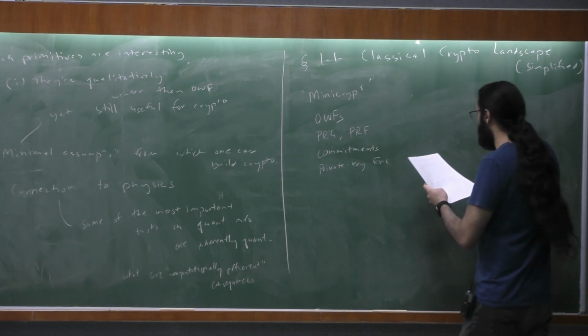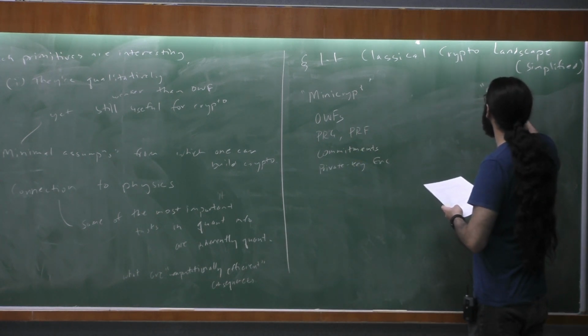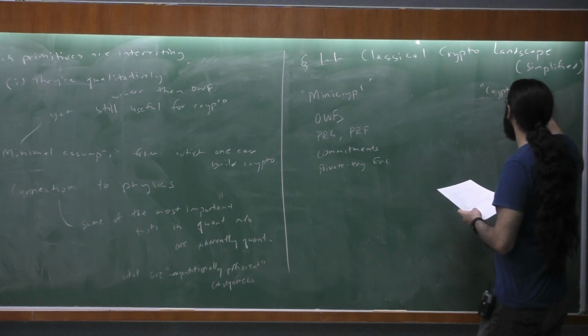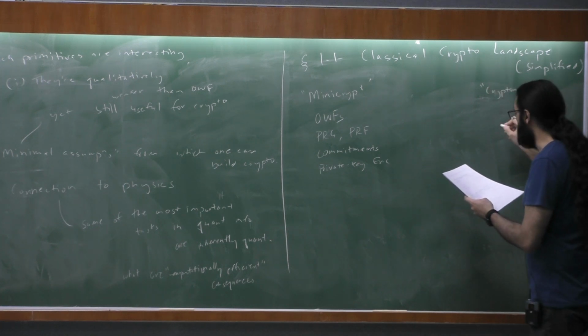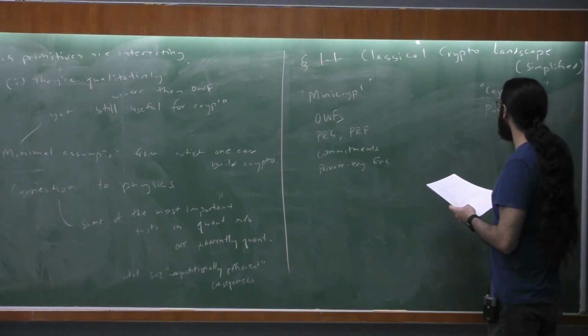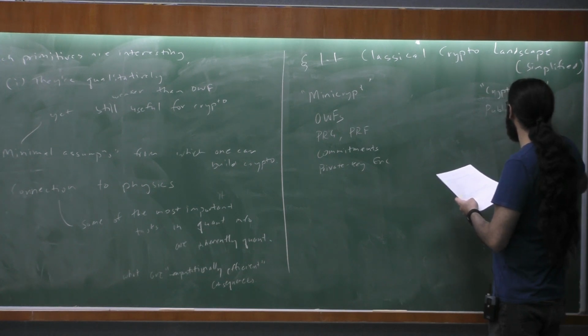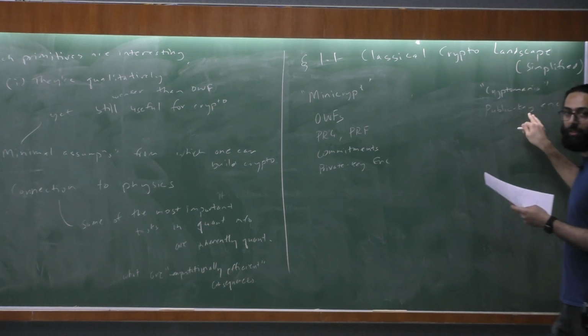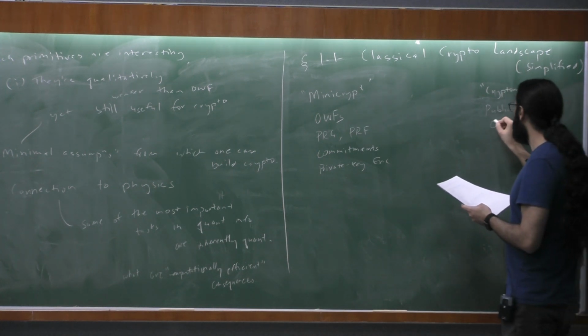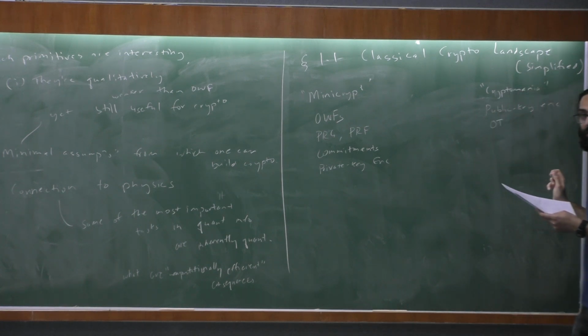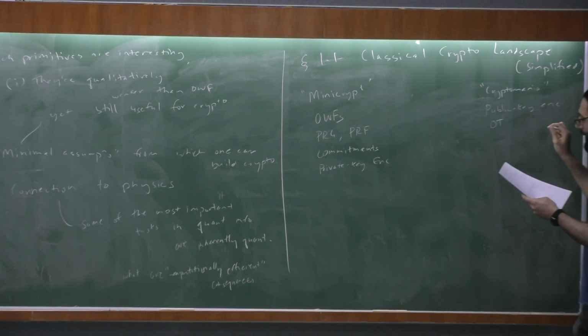Okay, now Cryptomania is basically where you have all kinds of crypto. So you assume that you can do public key encryption, whatever assumptions you need to do public key encryption, and you can also do oblivious transfer. So these are essentially more or less equivalent things.